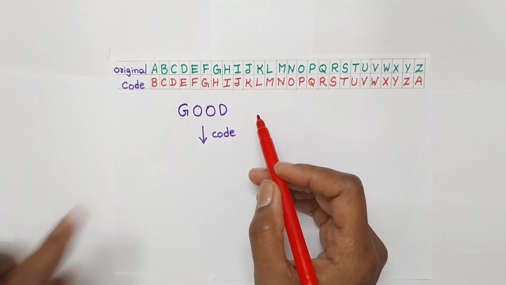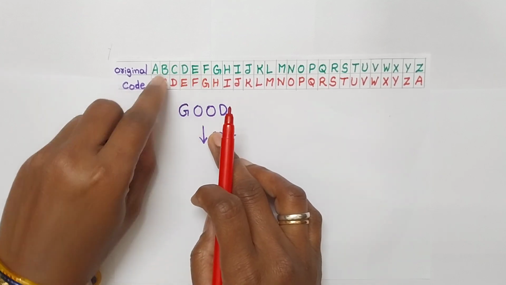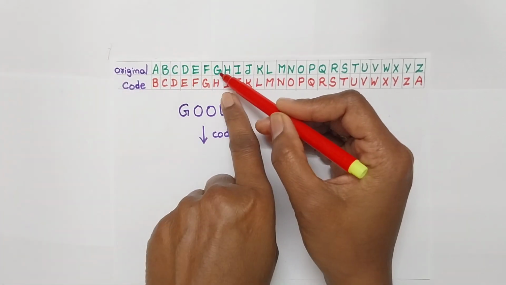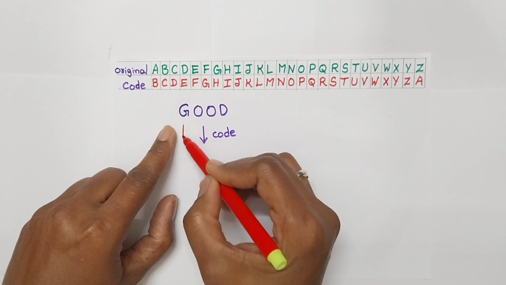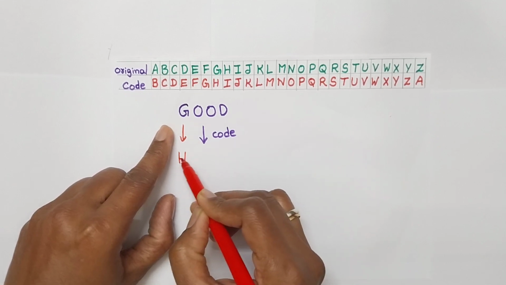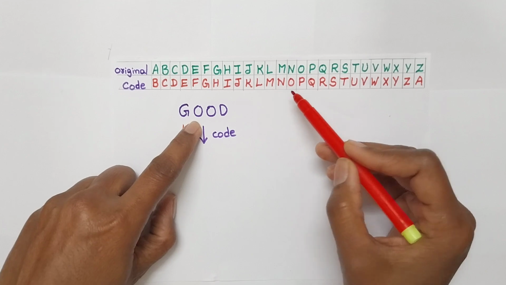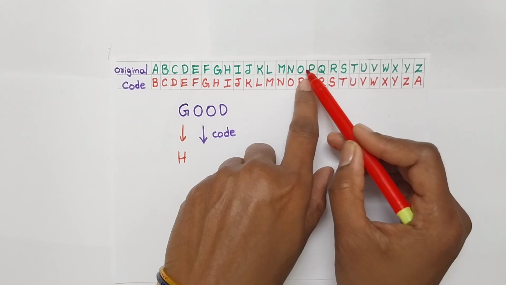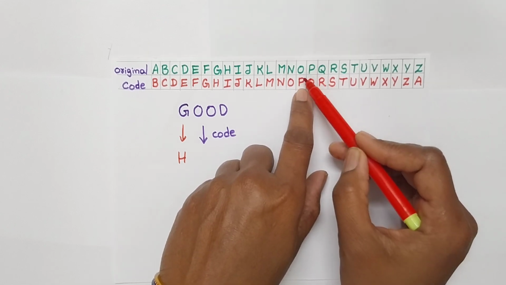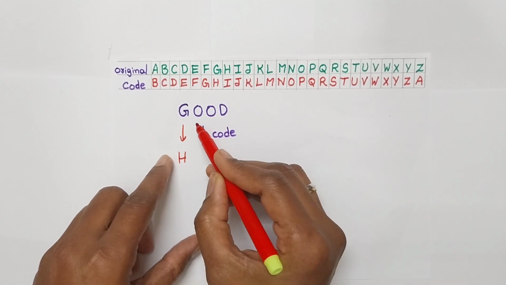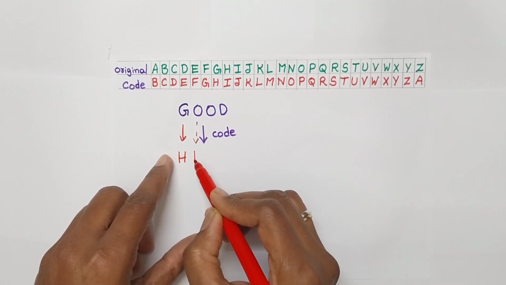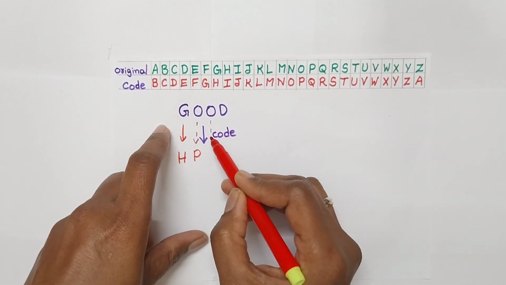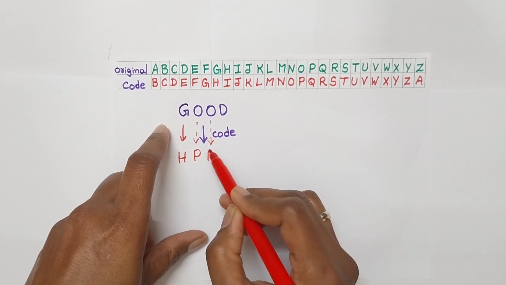So, first G. Where is G in the first line? Here is the G. And what is the code letter for G? H. So, for G, H. The second letter is O. Where is it in the first line? Here. What is the code letter for O? P. So, for O, we write P. And the second O again is P, since we already know the code letter for O is P.